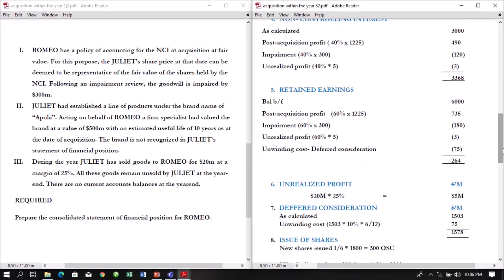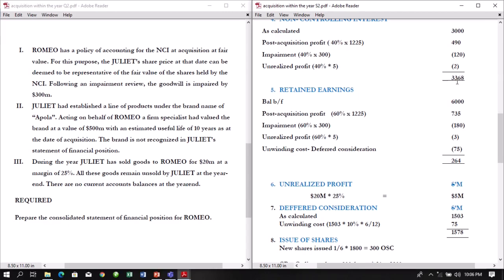So in this case, let us calculate our unrealized profit in our working note 6. To get my unrealized profit, that will be 20 million multiplied by 25%. So we have 5 million. This 5 million, NCI will suffer 40% of that 5, giving us 2 million. So at the end of the day, my total non-controlling interest will be 3368.